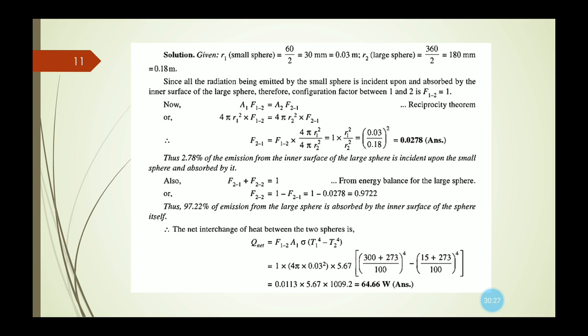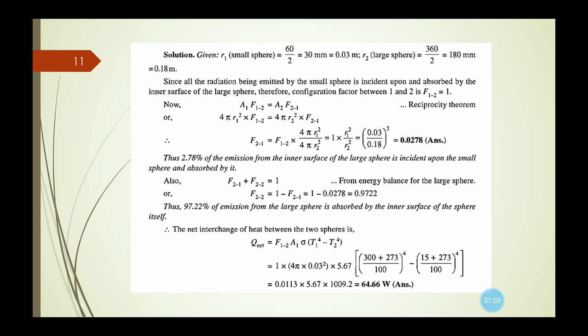Now if you use the reciprocity relation, that is A1 F12 is equal to A2 F21, where the areas of the spheres are 4 pi r squared, and you put the formula for the areas in the reciprocity relation, then we get F21 equal to 0.0278. That means 2.78% of the emission from the inner surface of the large sphere is incident upon the small sphere and absorbed by it.